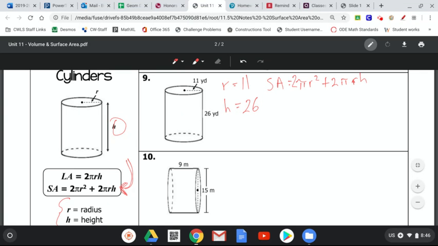And we're back. So I'm trying to figure out the surface area for this cylinder right here. For surface area, it's going to be 2 pi r squared. So 2 pi and then 11 squared plus 2 pi and then rh, which is radius and height. So 2 pi, and the radius is 11 and the height is 26.